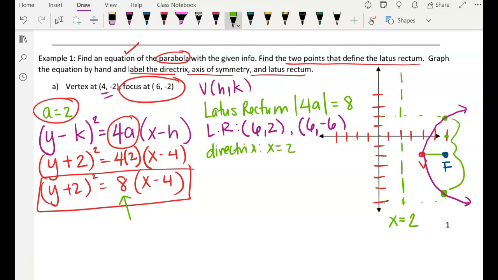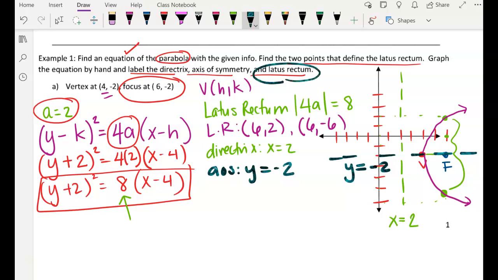x equals 2. Then axis of symmetry, this is the same as Algebra 2, is going to be running through your vertex. And yes, we do need to label it. It's crossing the y-axis, so that's going to be y equals -2. And AOS, y equals -2. And it said, okay, well, tell me the length of the latus rectum, which we also have.